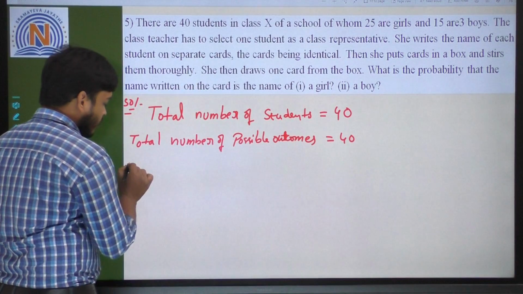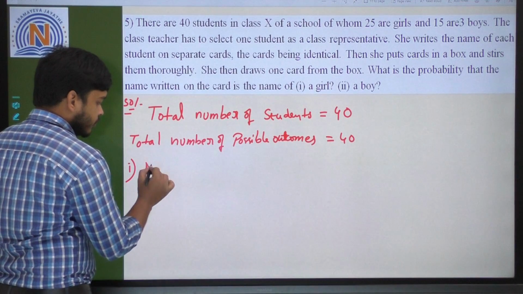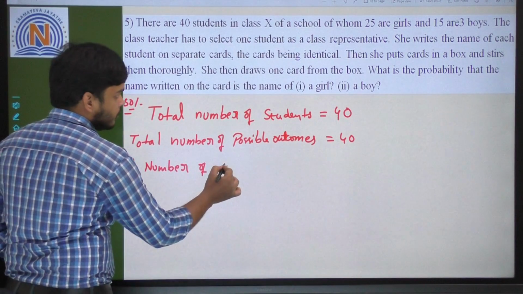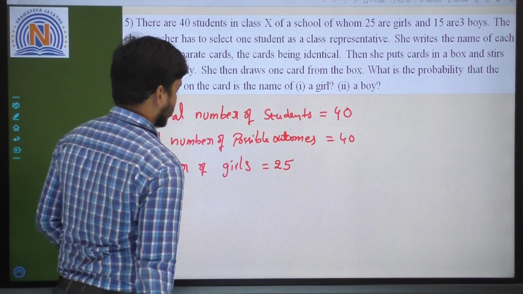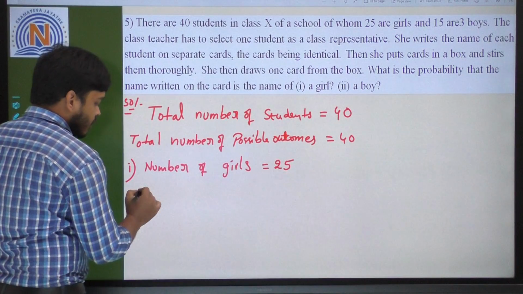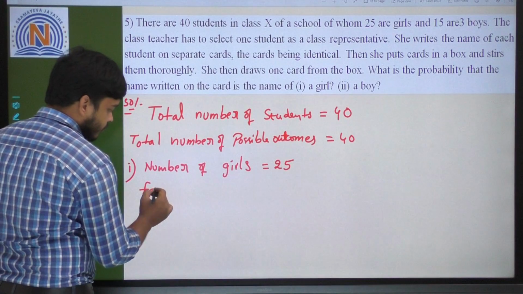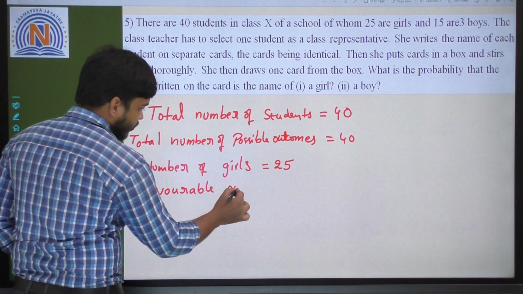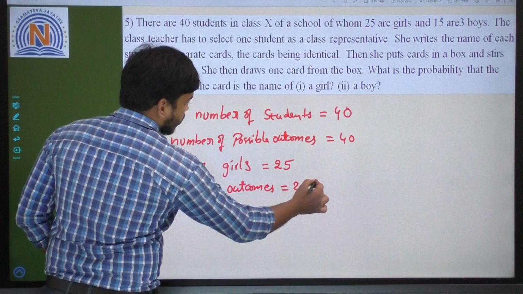Now the first one, number of girls. How many are there? 25 members are there. Number of girls is 25 members. It is the favorable outcomes, right? So favorable outcomes is equals to 25.